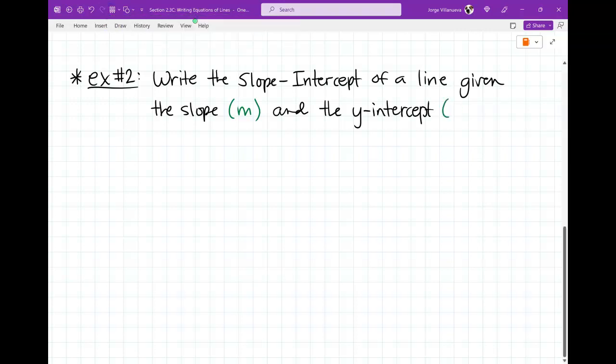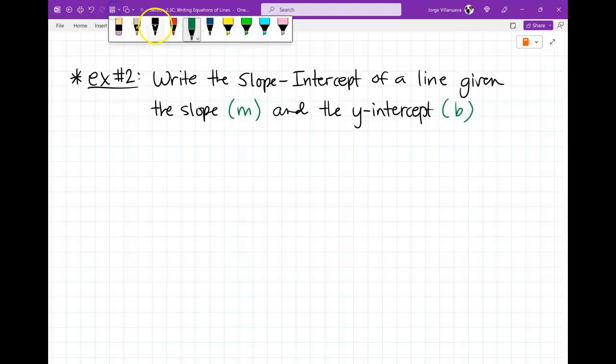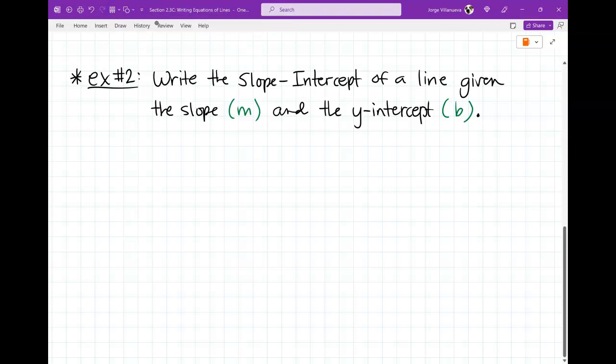And that's going to be your value of B. Make sure you guys memorize that, okay? The letters represent specific topics, the slope or the y-intercept. So make sure you guys know M is slope, B is y-intercept, okay?